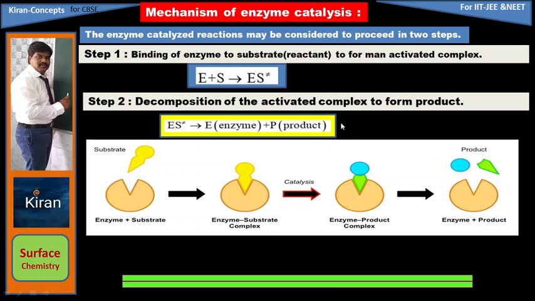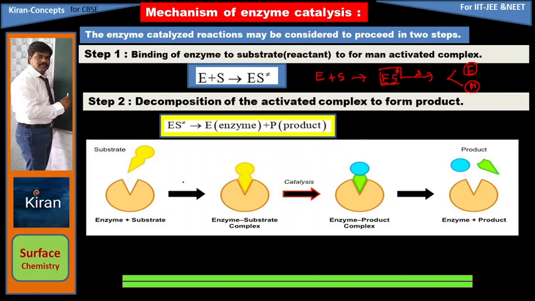See here, 2 equations are shown. E stands for enzyme. This enzyme reacts with substrate, and you get an activated complex, E and S both together, which can be represented like this. This is the activated complex. And after decomposition, what are you getting? 2 components: one is the enzyme as it is, and another one is the product.